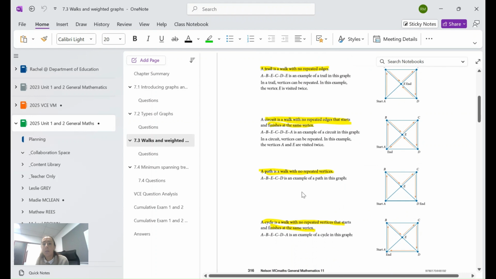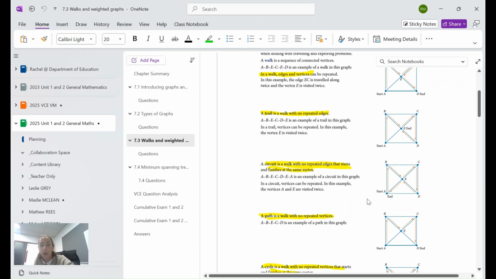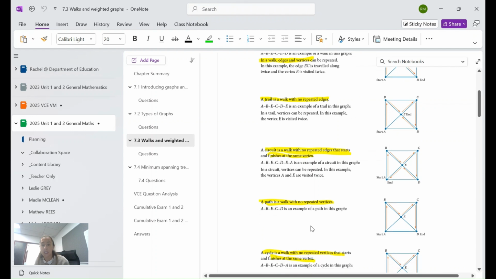Now, a path has no repeated vertices. So we've gone from A, B, E, C, D. So a path is a walk with no repeated vertices. So we didn't come back to E. So can you see that we've got a path and then we've also got a trail. A trail has no repeated edges, but a path has no repeated vertices.